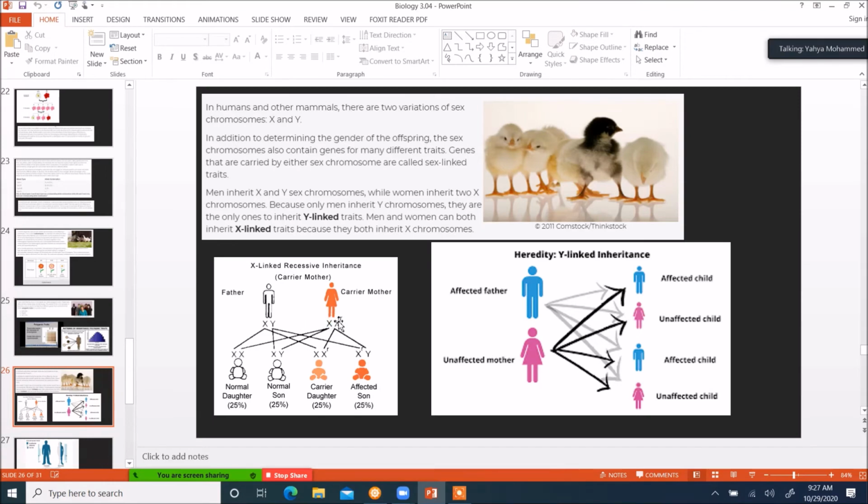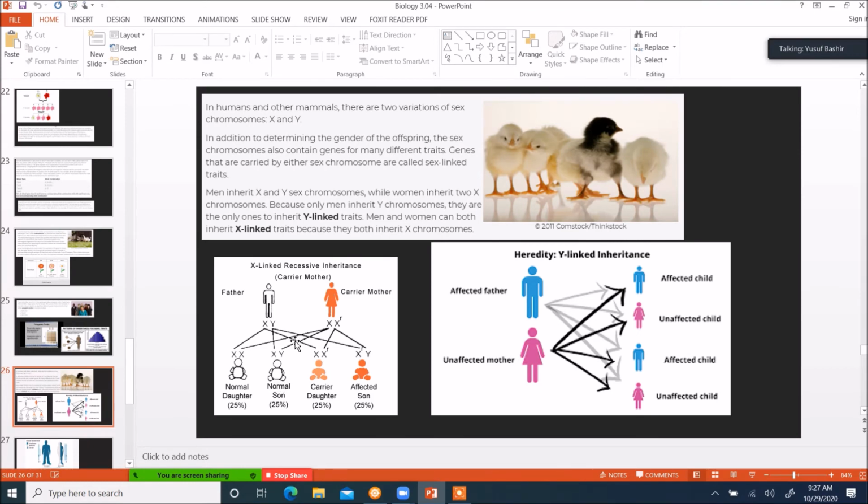If the mother gives an X chromosome and the father also gives an X chromosome, randomly, remember it's a 50% chance, it's going to be XX, and the baby is going to be a daughter. If the mother gives the X and the father, again randomly with 50% chance, gives the Y, that means the offspring is going to be a son. Does that make sense?